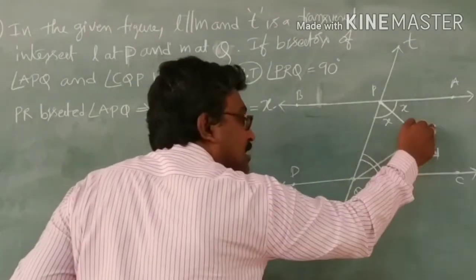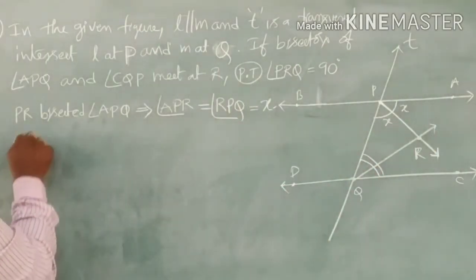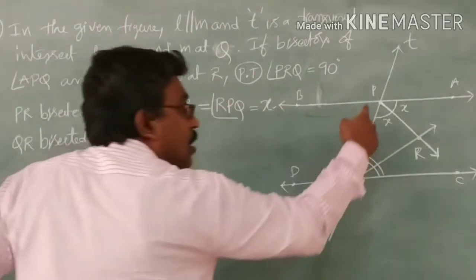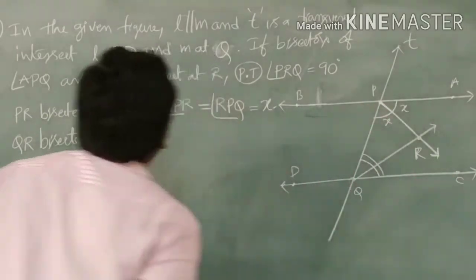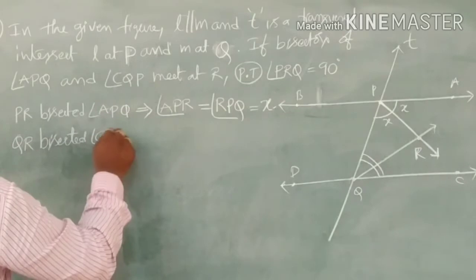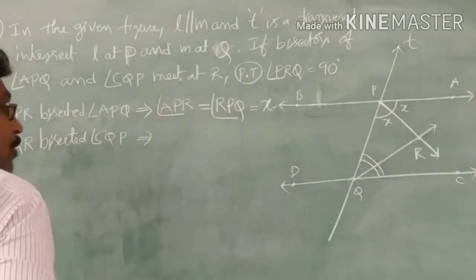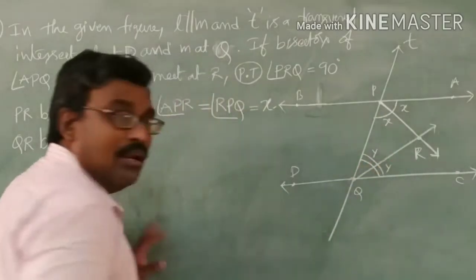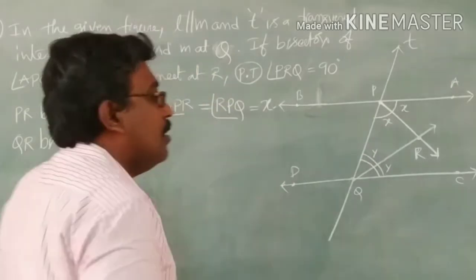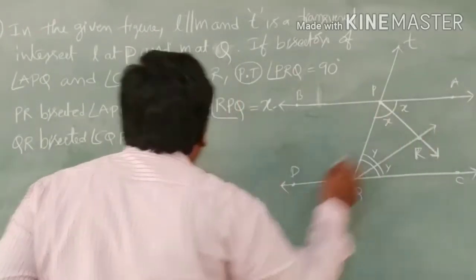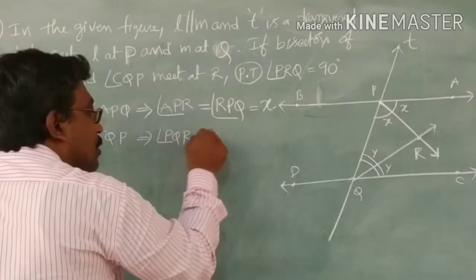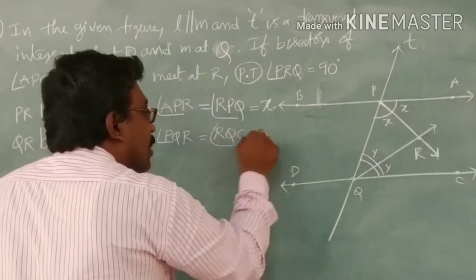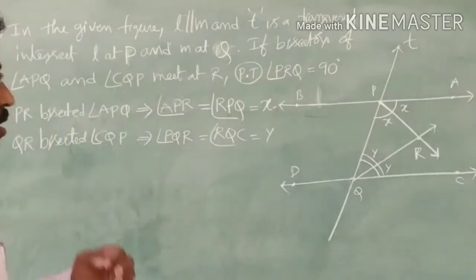Next, QR bisected angle PQC or CQP. So these two angles are bisected. So I am taking those two angles are equal. I am taking them as Y and Y. Now what are these angles? PQR is equal to RQC is equal to Y.